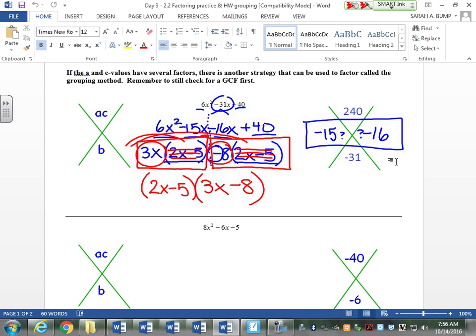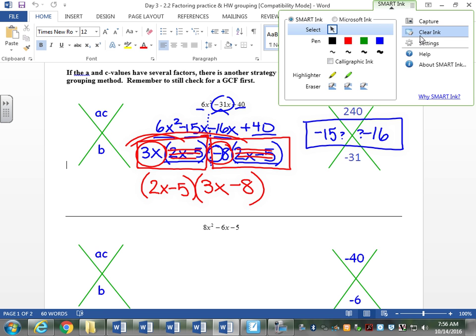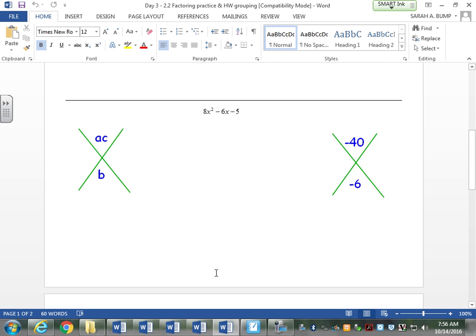So this is how the grouping method works. You'll get better at it the more you practice it. And like I said, it's quicker to guess and check. But if you're struggling with the guess and check method, then this is another strategy that we need to strengthen. So let's try the next one.